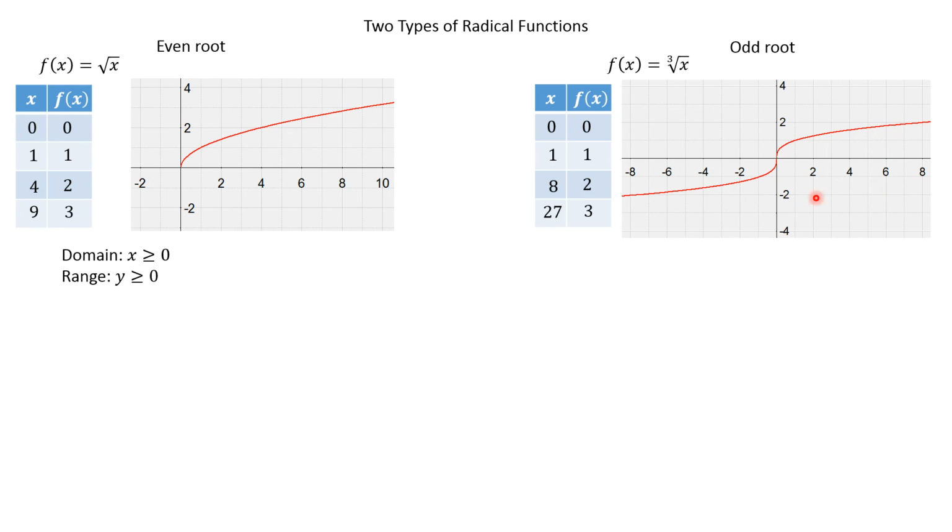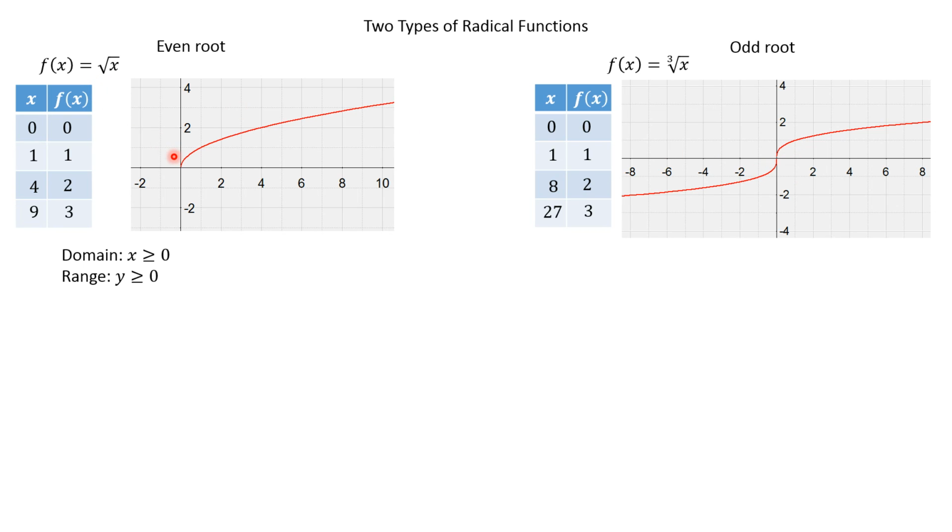Notice it's zoomed, well, actually it's not zoomed out a bit. But here at 8, it only gets up to 2. Where here at 8, it gets all the way up to almost 3. So square root looks like this, odd root looks like this.